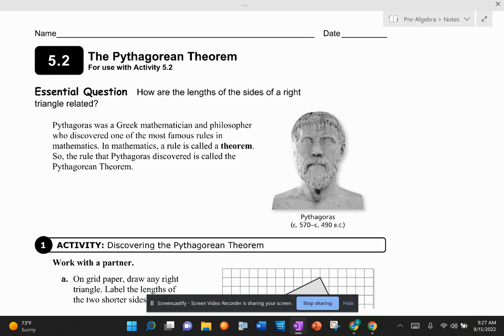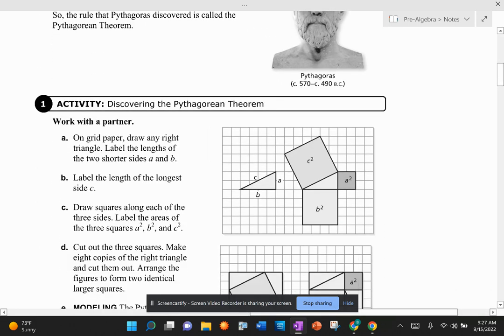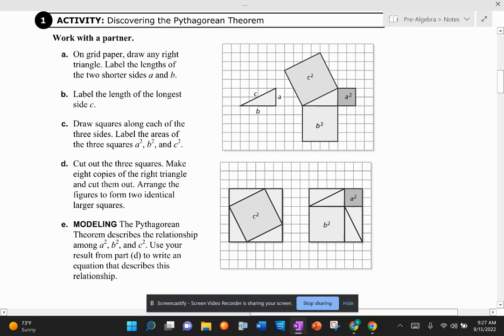Cohen, can you please read to us about Pythagoras? Thank you. Pythagoras was a Greek mathematician and philosopher. He was later used in most later fields in mathematics. In mathematics, the rule is called a theorem. So the rule that Pythagoras discovered is called the Pythagorean theorem. Nailed it. Okay, so does anybody remember what the Pythagorean theorem is?